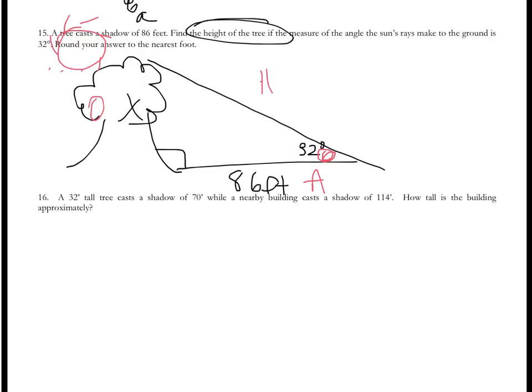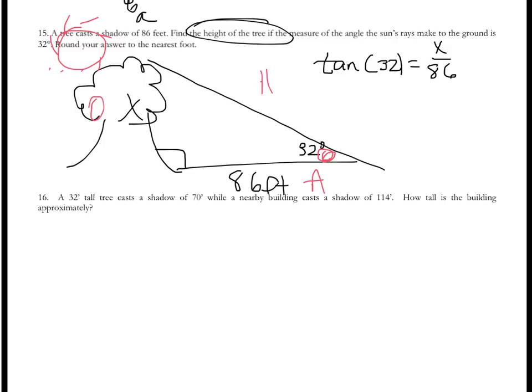Which trig function deals with opposite, which is the X, that's this side over here, and the adjacent? Well, if you look at your trig functions, you'll see that tangent deals with opposite and adjacent. So let's set this up. Tangent always of the angle, so of 32, equals opposite, which is X, over the adjacent, which is 86. And now we can solve. So on your calculator, I know that I'm solving for a side length, so I'm going to be using original trig functions, no second trig, the original trig.